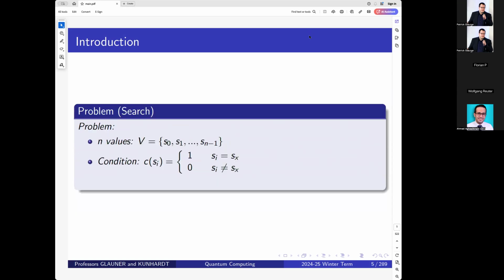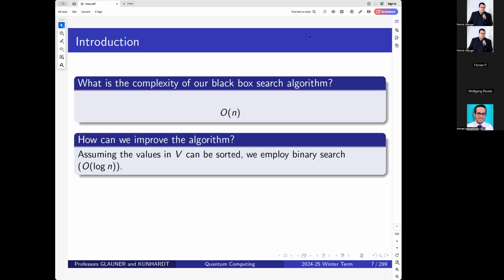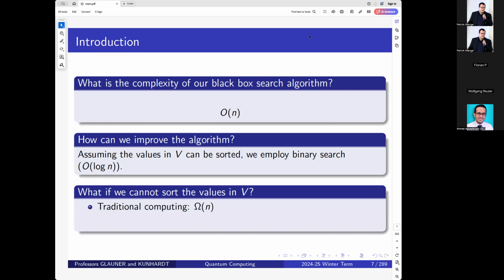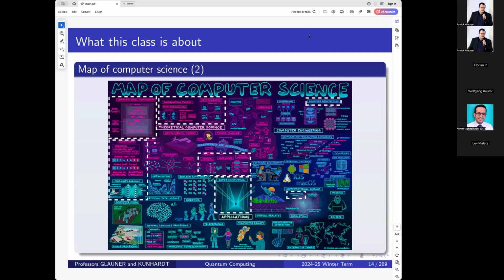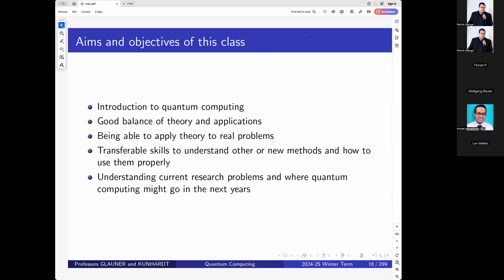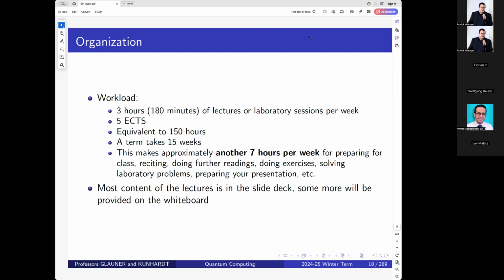In fact, it's a generalization of probability theory. And we looked at one concrete problem, the black box search problem. With a traditional computer, we need O of n time, but using Grover's algorithm, we can solve this in O of square root of n. We looked at some sample architectures like from D-Wave, and I provided a quick overview about the objectives of the course, the prerequisites and the organization.